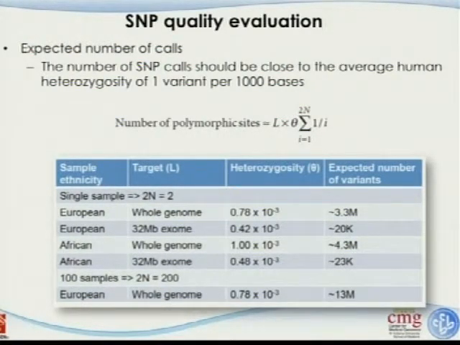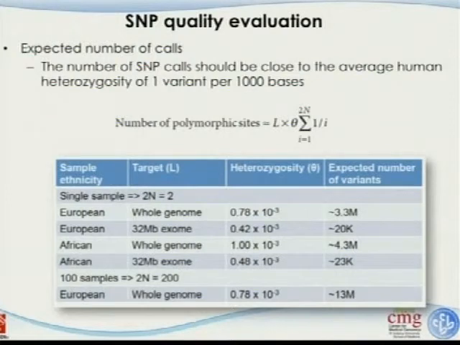This is simple. It won't give you any quantitative information, but conceptually, if for one individual you identified 100 million variations, most likely your sample is contaminated with mouse, and it's not going to be human, or something is wrong with it. So you want to have a general ballpark of where your data lies. And the number of SNP calls should be close to the average human heterozygosity of one variant per 1,000 bases.